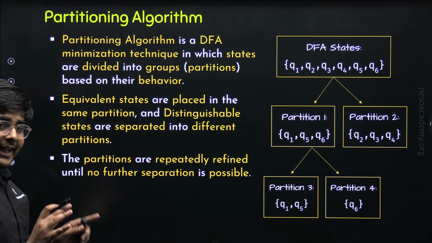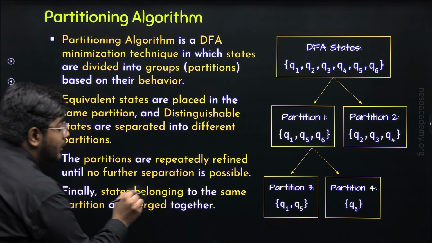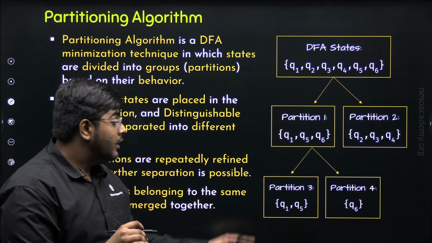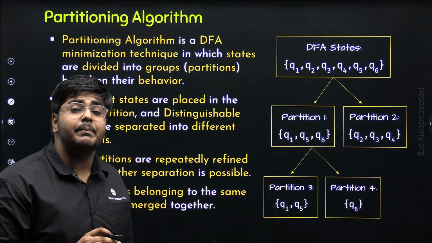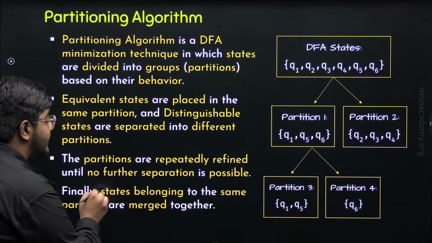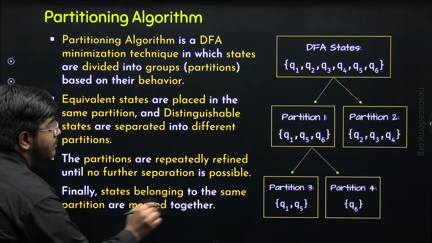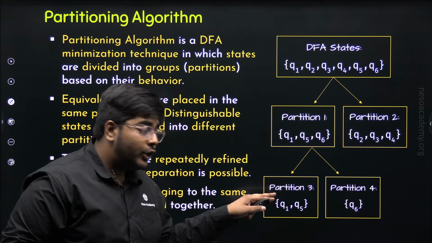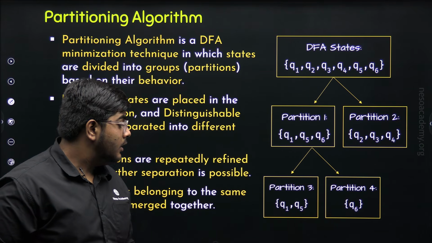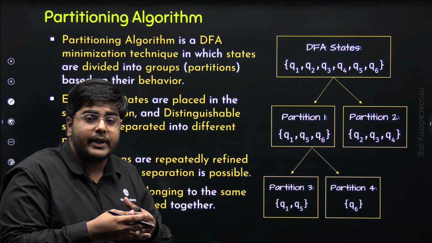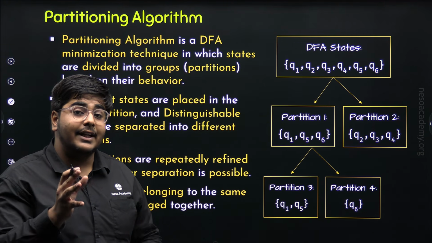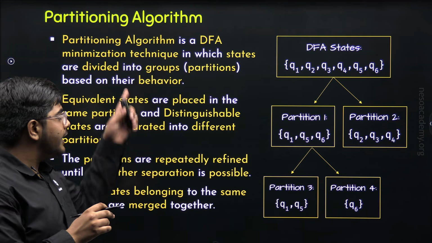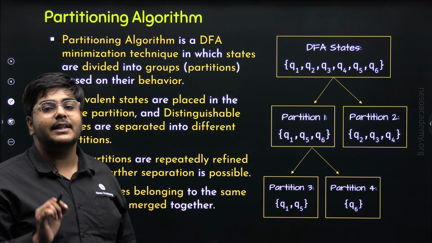So, finally we can say states belonging to the same partition are merged together. Once we reach a point where there is no possibility of further separation, then we can say that states belonging to the same partition can be merged together. So, if there is no possibility after partition 3 to get divided into further partitions, Q1 and Q5 can be merged together to create a single state. And in this way, the number of states of the DFA can be reduced. So I hope a basic introduction of partitioning algorithm is clear to you.